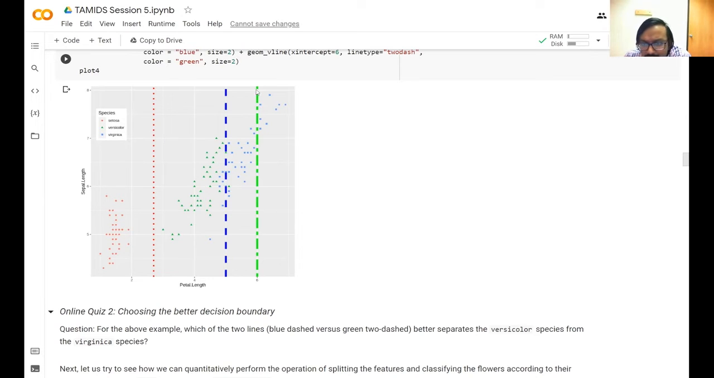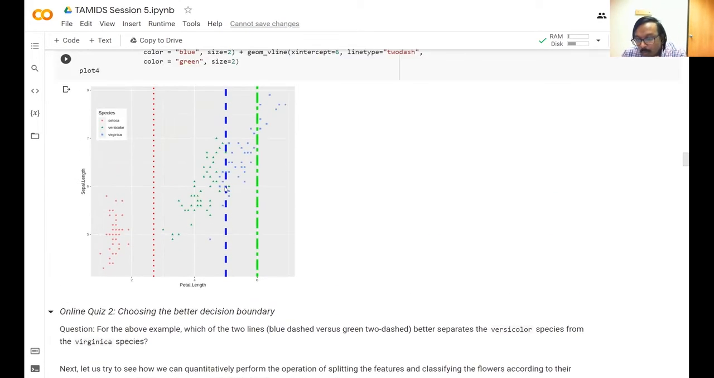But think about the green line here. On one side of the green line, we have some of the virginica, but we have virginica on the other side as well. So we didn't really manage to group all the virginicas together based on this green line. Not only that, on one side, a lot of the virginicas are also mixed with the versicolors. So it didn't really separate out the versicolor from the virginica. So clearly, the blue separator is a better classifier.